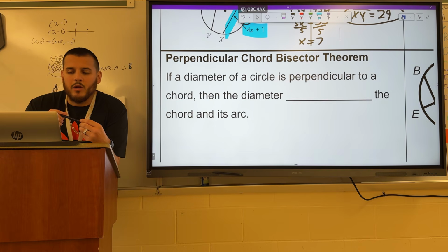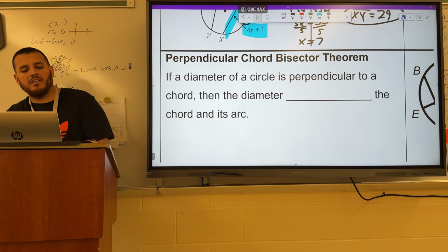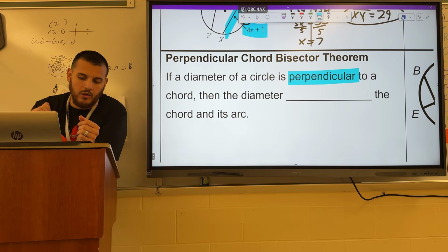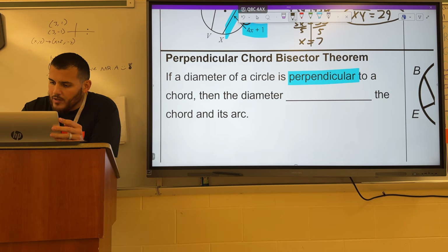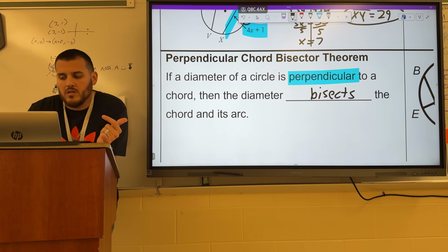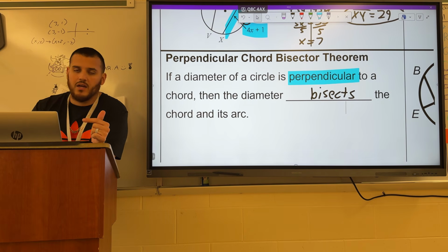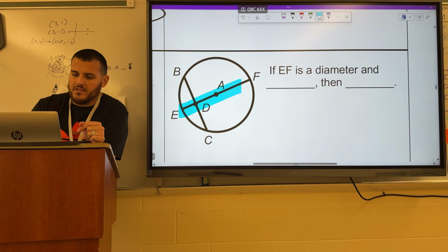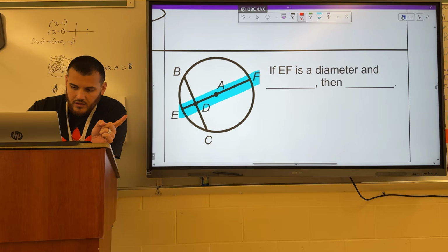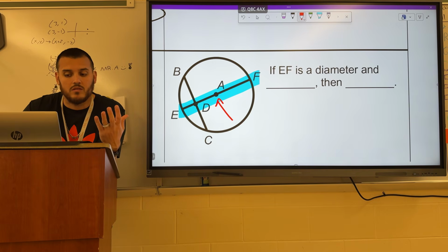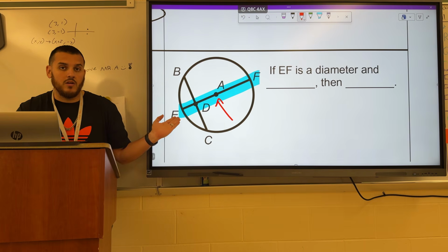Our next theorem is the perpendicular chord bisector theorem, which says if a diameter of a circle is perpendicular to a chord, then the diameter bisects the chord and its arc. So remember, perpendicular things will always meet to form right angles. Remember that to bisect something means to cut it in half. So as we look at this, if we know that EF is a diameter, and it's safe to assume in this figure that it is because it's going through the center. Point A appears to be the center, so we assume it's the center, and the diameter is a chord going through the center.